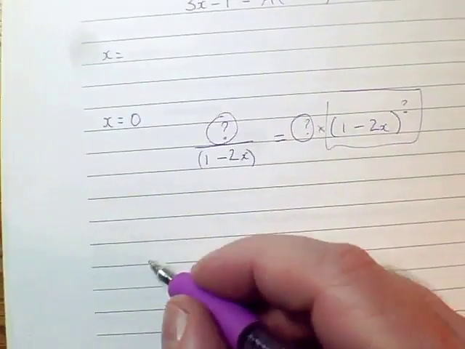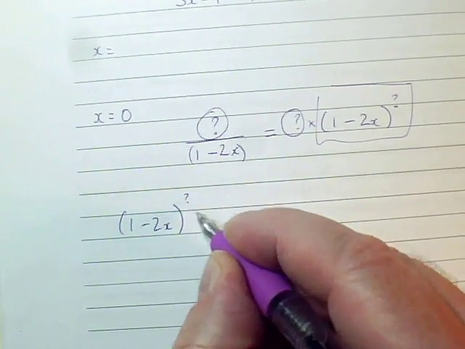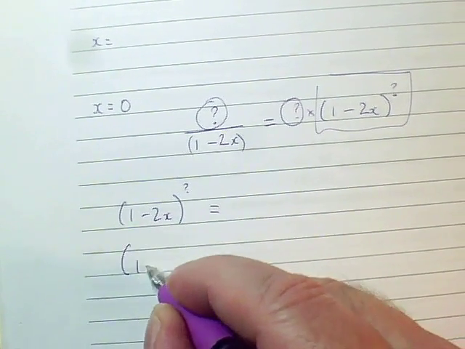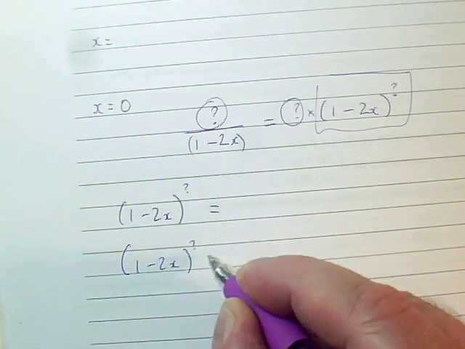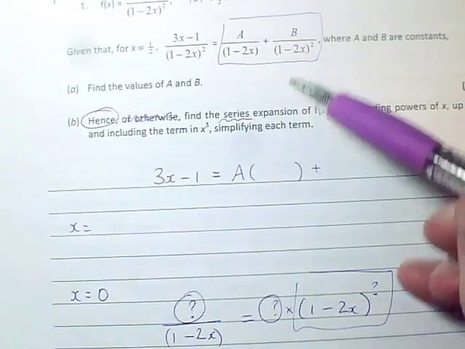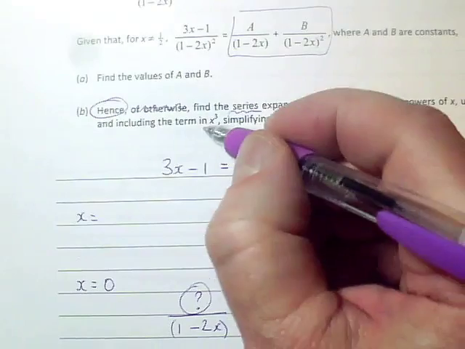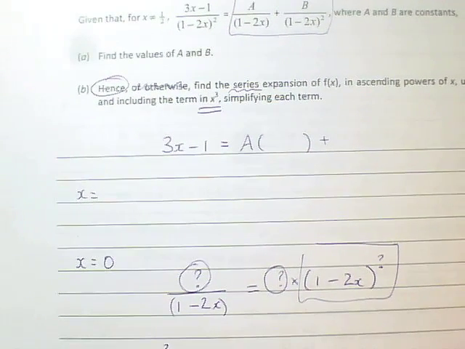So the two expansions you're going to do: 1 minus 2x to one power, expand that. You're going to do 1 minus 2x to a different power, you're going to expand that, and then you're going to multiply them up by the appropriate numbers a and b and add those expansions together. Okay, make sure you go up to x cubed, and that should do that question for you.